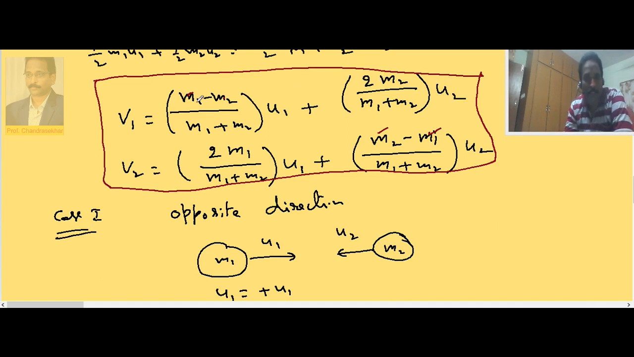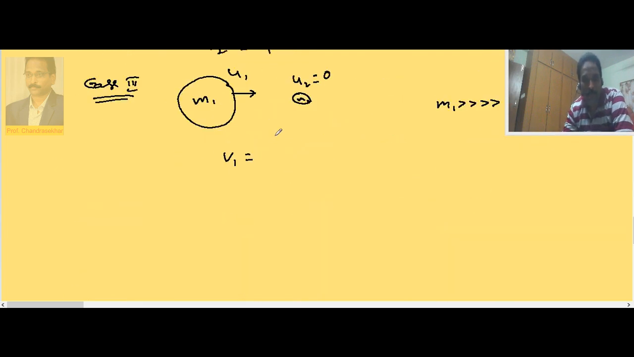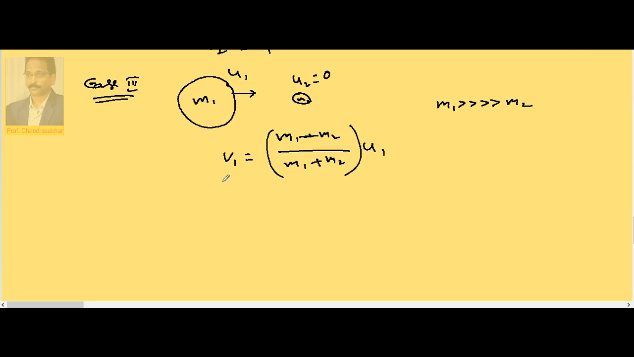Now coming to this case, m1 is much greater than m2, so m1 minus m2 can be written as m1, and m1 plus m2 is also m1. So this becomes (m1 minus m2) by (m1 plus m2) into u1, but here m1 is much greater than m2, therefore I can say it is m1 by m1 into u1. So m1 and m1 get cancelled. v1 is equal to u1.